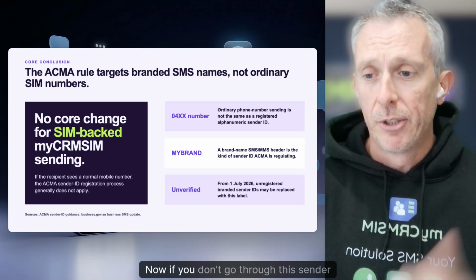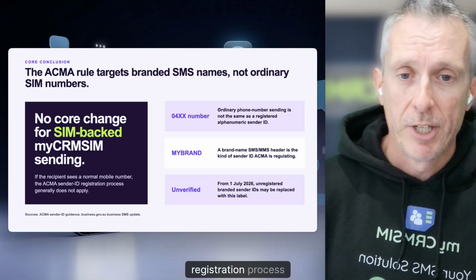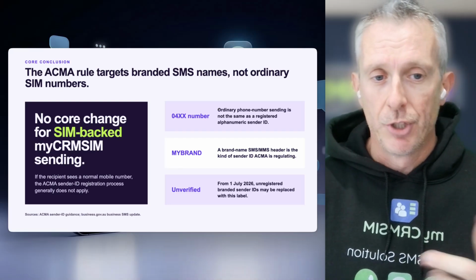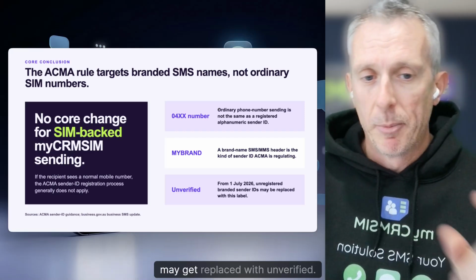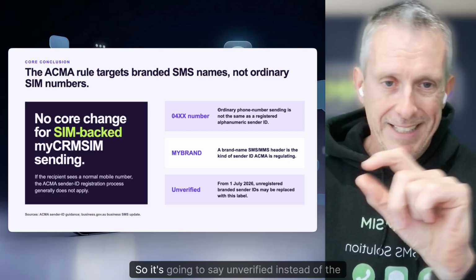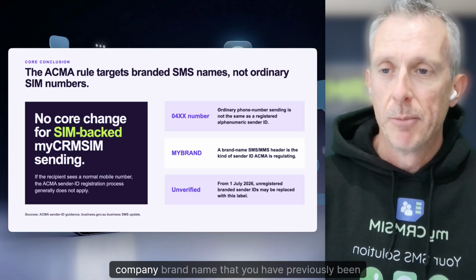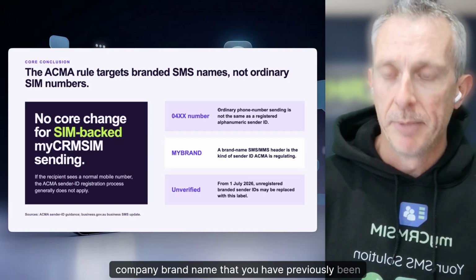Now, if you don't go through this sender registration process after July 2026, then if you're not registered, it may get replaced with unverified. So it's going to say unverified instead of the company brand name that you have previously been using.